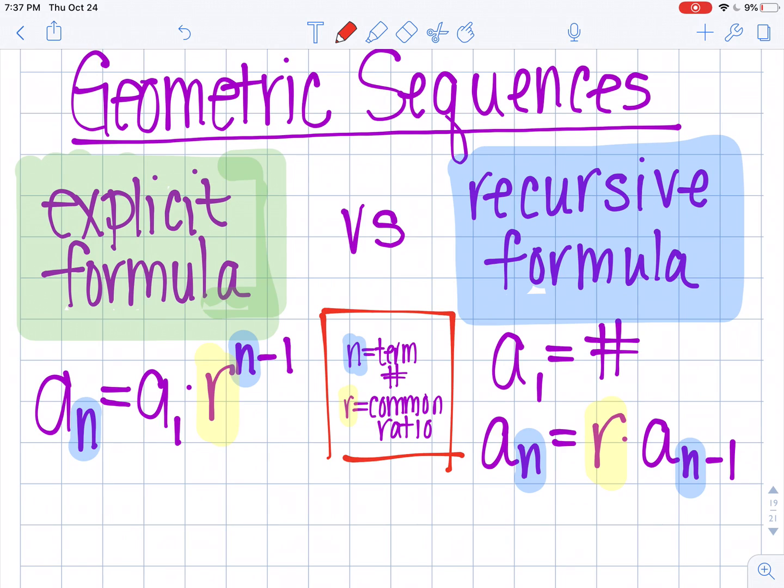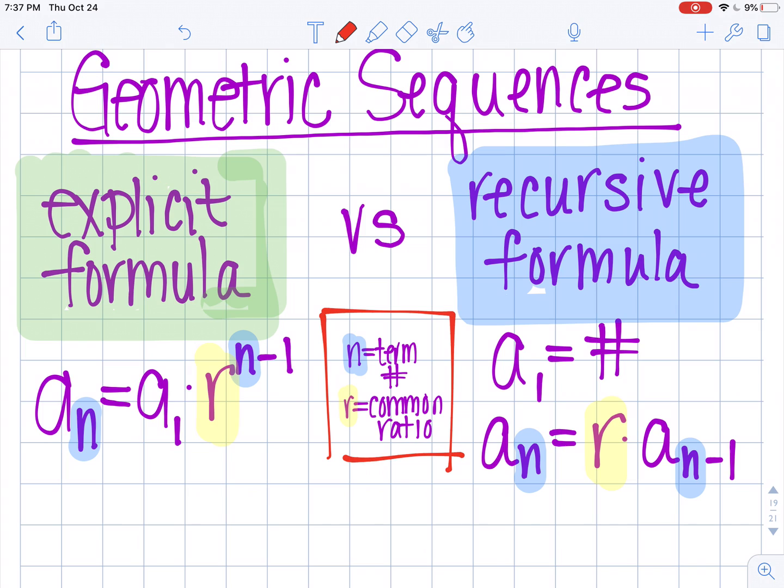Alright, in this lesson we're going to be talking about the two different formulas for geometric sequences. So by now you have already learned what a geometric sequence is. It's a set of numbers where, to get each next term, you multiply by the same number, or what they call the common ratio.